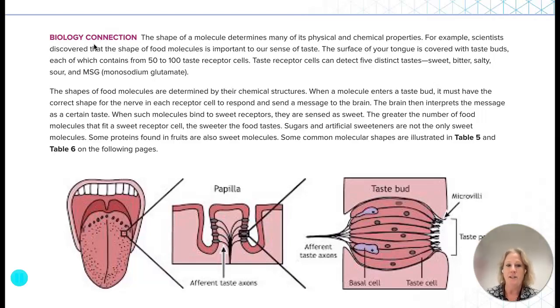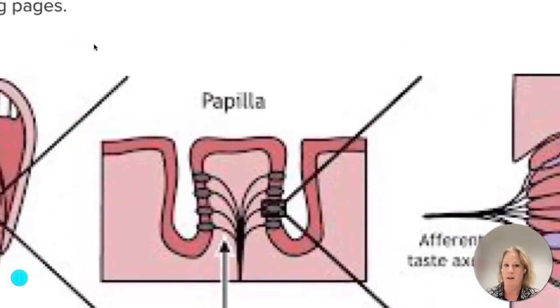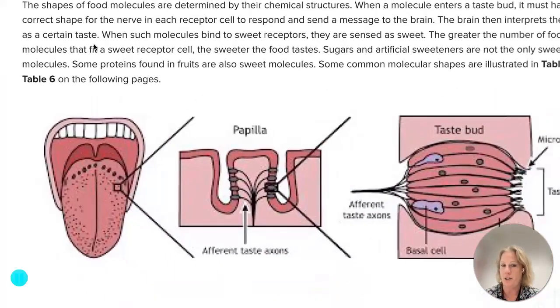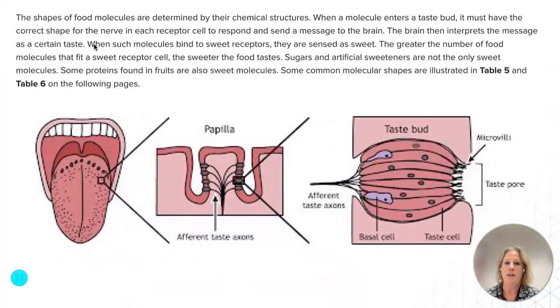Taste buds are another example. The taste buds themselves have an opening, and only certain shaped molecules will fit and then stimulate the nerve, which will then transmit a sweet taste or a sour taste.